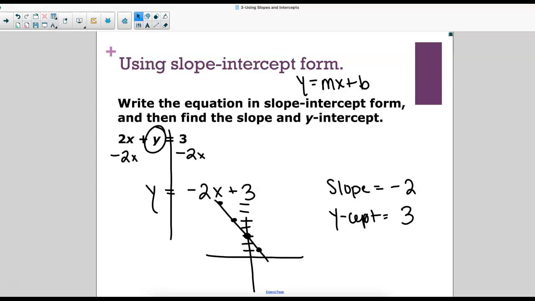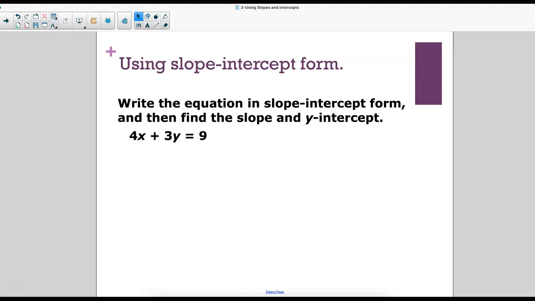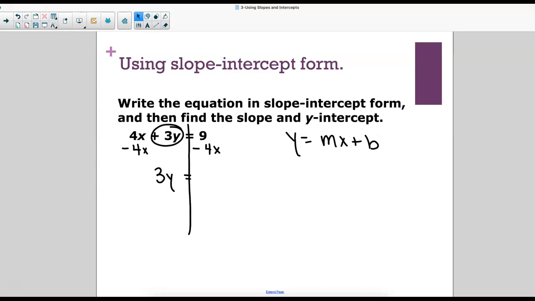Okay. So let's try another one like that. Here the equation is 4x plus 3y equals 9. I want to put it in slope-intercept form. We want it in the form y equals mx plus b. So I need to solve for y. I'm going to circle this entire term first. Let's start by getting that by itself. How do I get rid of the 4x? Minus 4x from each side. Okay, so we have 3y equals, I'm going to put the x term first, negative 4x plus 9.